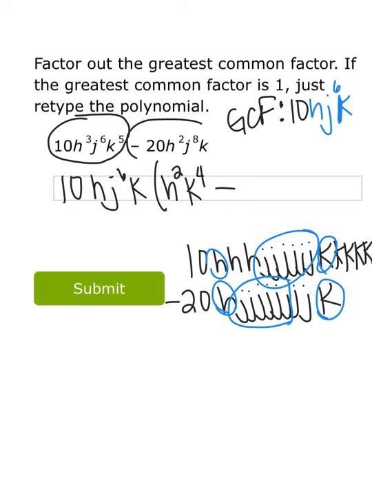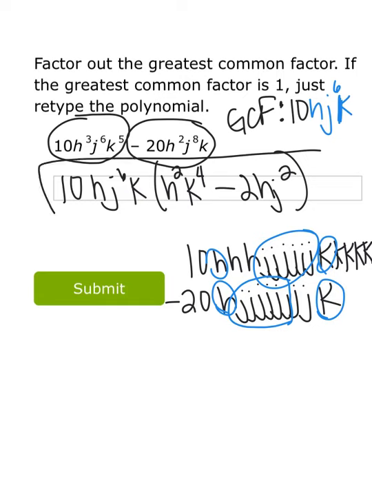Now let's move to the next one. Negative 20 divided by 10 is negative 2. And then h squared divided by h, just be 1 h. J to the 8th divided by j to the 6th would be j squared. And then k divided by k is just 1. So you don't have any k's in that last term. So that would be your final answer. Let's go ahead and check it to make sure we did it correctly.